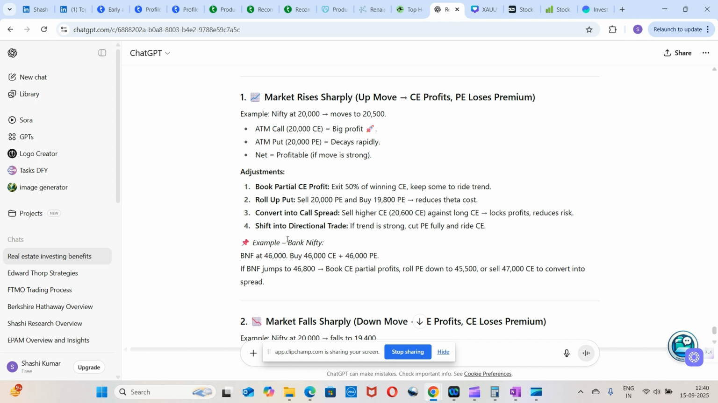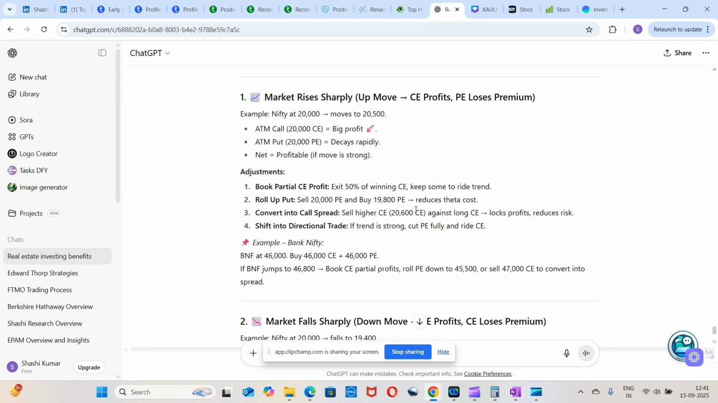Or you could shift into a directional trade. So if the trend is strong, just cut the put and keep the call. That's what I would do. If you feel like it's bullish, cut the put and just keep the call. Or you book the profits of certain lots in call, and just let one or two lots run.